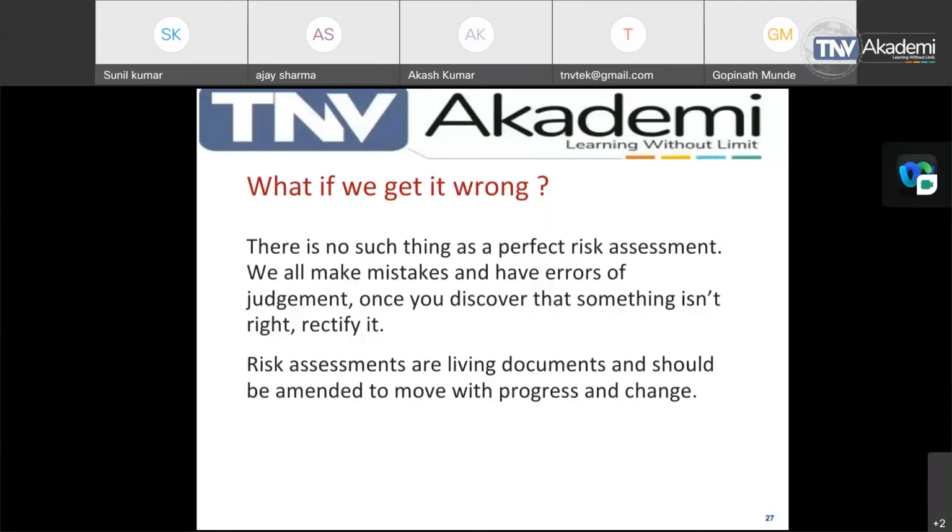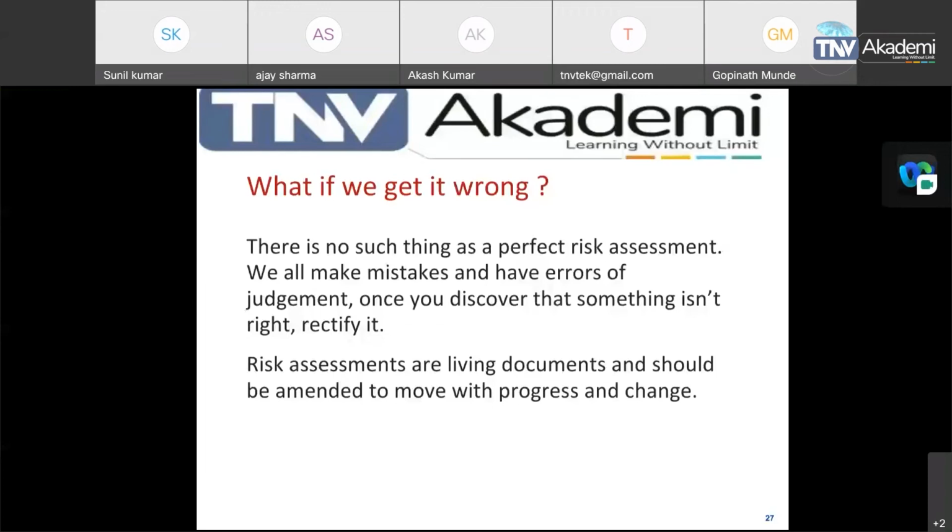And how often should a risk assessment be reviewed? The law requires that a risk assessment should be reviewed periodically. It is up to the employer to decide on the frequency of the review, annually at least.